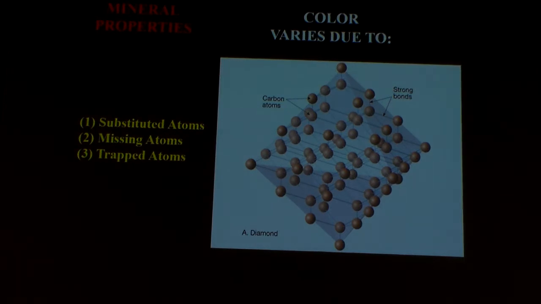Why does color vary in minerals? Well, here we see the internal arrangement of the atoms. This is an example of a diamond. Each of these is a different carbon atom. Diamonds are often clear, but they can be colored.